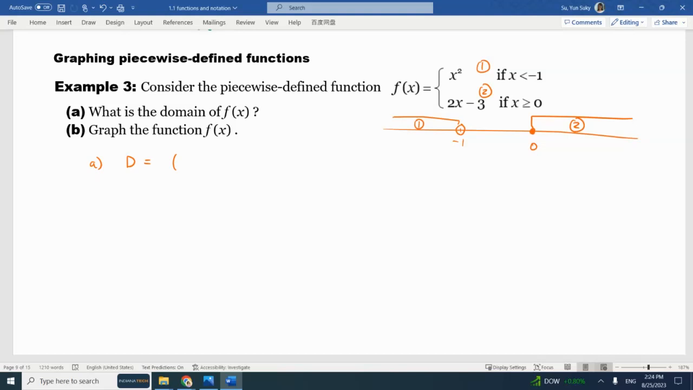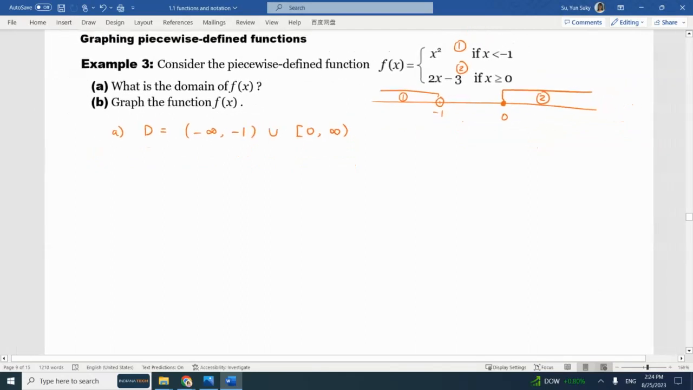Therefore, part A, the domain is negative infinity to -1. Parentheses or brackets? Parentheses. Union, what? Very good. Yes, this is the domain. Right, everybody?